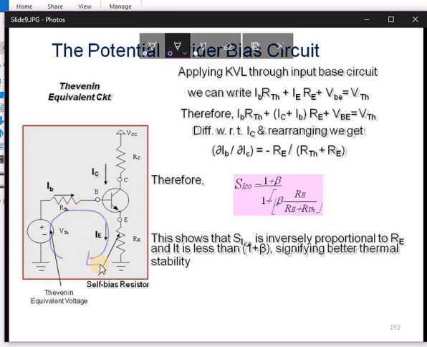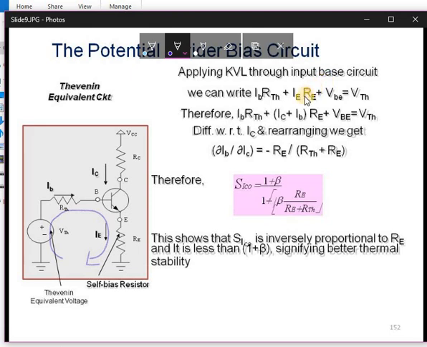Okay, so KVL means Kirchhoff voltage law. Then you can write the equation. The current flowing through the base terminal is IB through the resistor RTh, so IB into RTh, plus the same current, that is IE into RE.